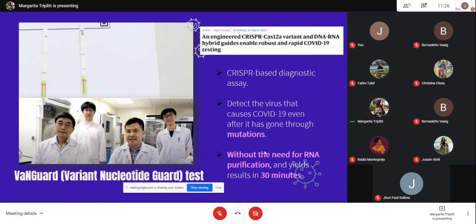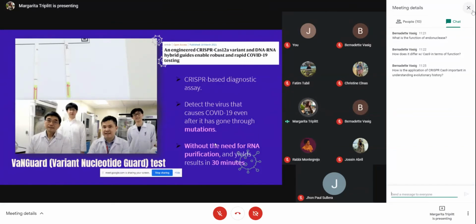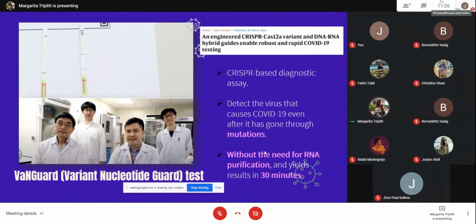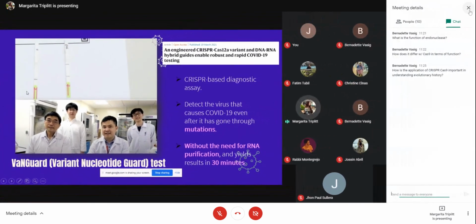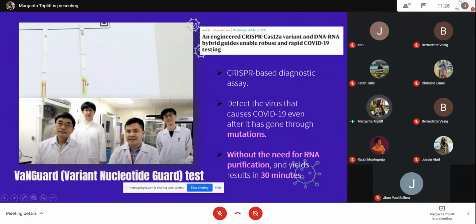So this is a very easy diagnostic test to deal with. They are composed of just paper strips dipped into a tube containing the crude samples and the reaction mix. If one band, that would represent negative. If two bands, that would represent positive.